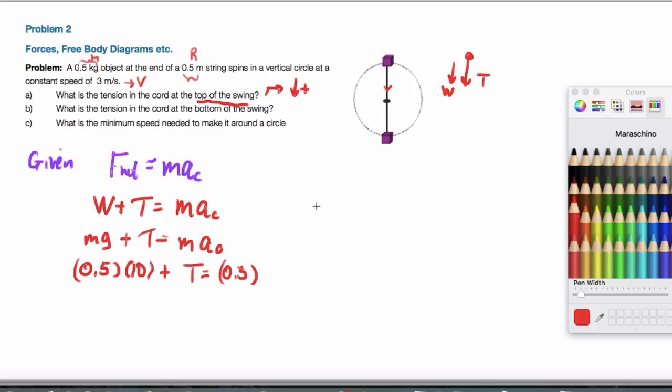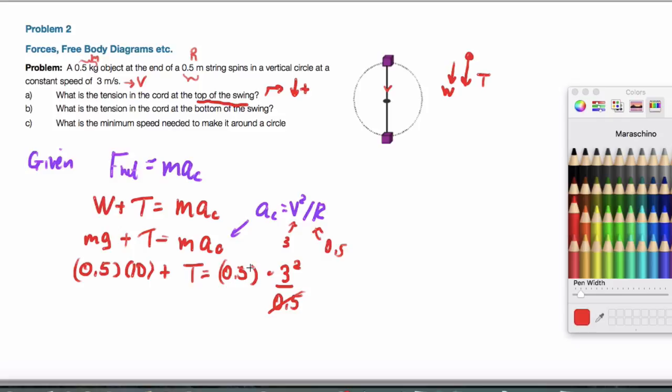Now for the centripetal acceleration, let's be careful. We need to plug in our given formula here. A centripetal is v squared divided by r. So I'll actually plug that in here. For v, we put in 3. And for r, we put in 0.5. So this is going to be 3 squared divided by 0.5.